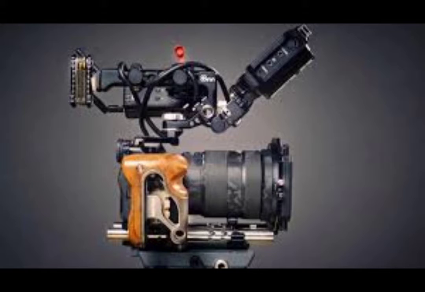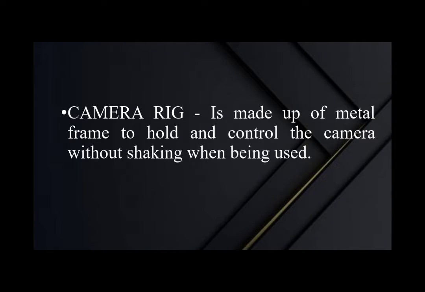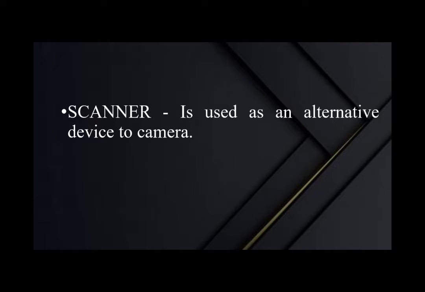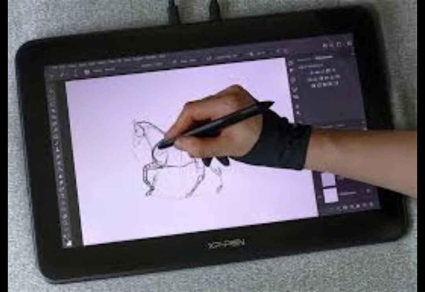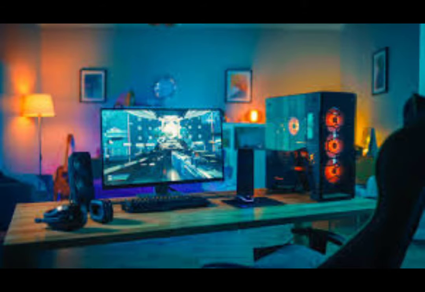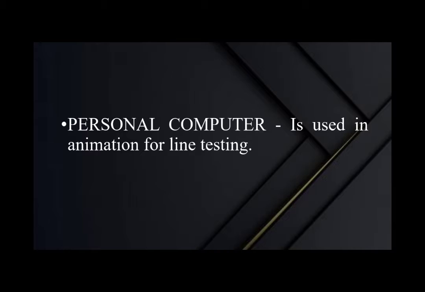The next tool is the camera rig. A camera rig is made up of a metal frame to hold and control the camera without shaking when being used. The next tool is a scanner. A scanner is used as an alternative device to a camera. Our next tool would be the drawing tablet. A drawing tablet is used for digital coloring and drawing. And our last hardware tool is a computer or personal computer. A personal computer is used in animation for line testing or for editing.